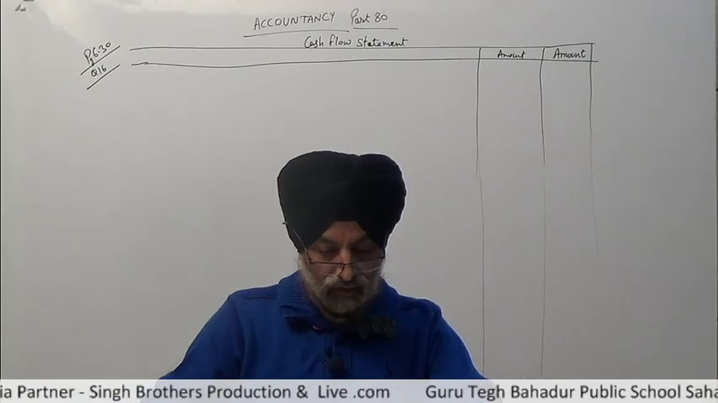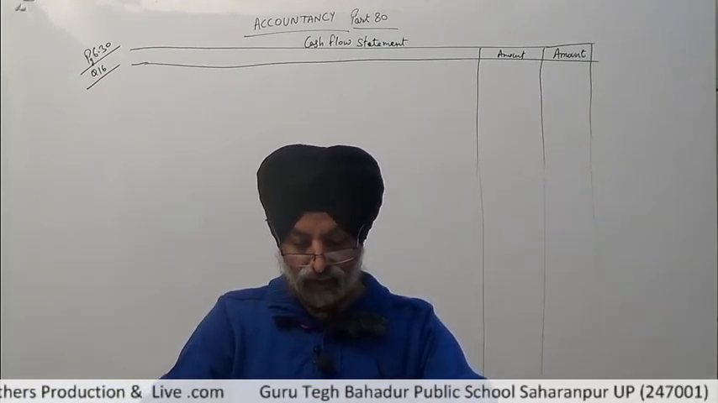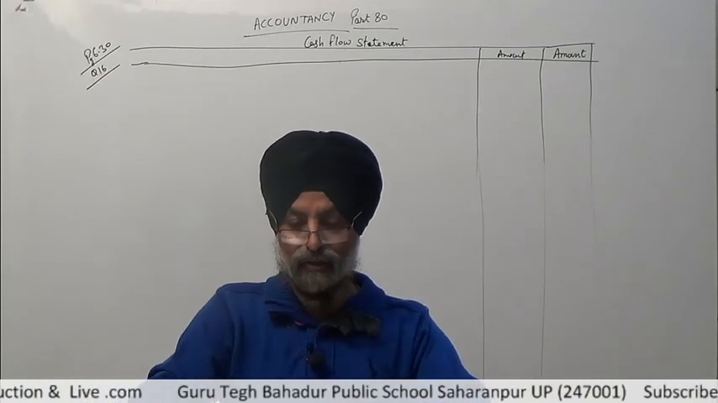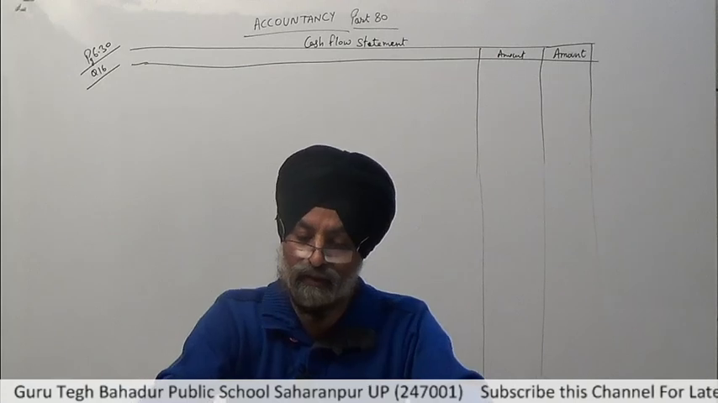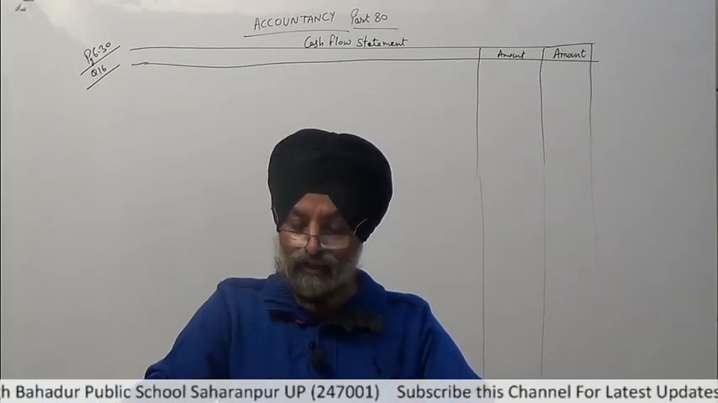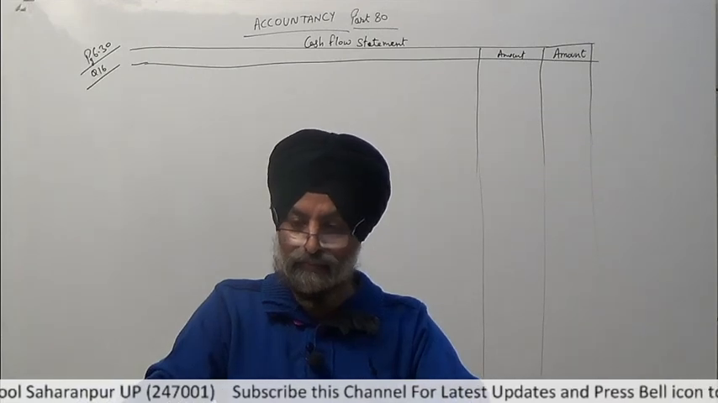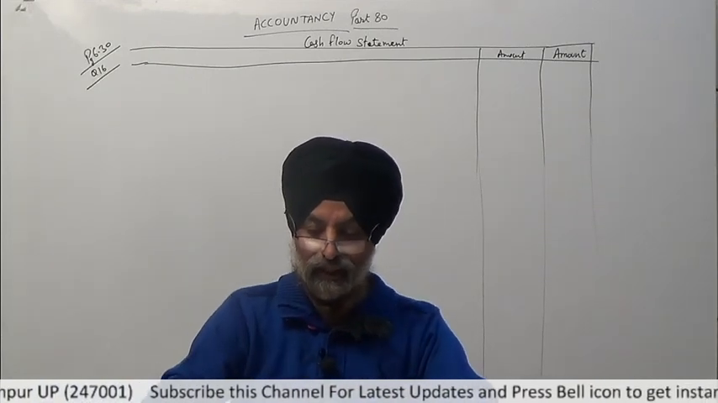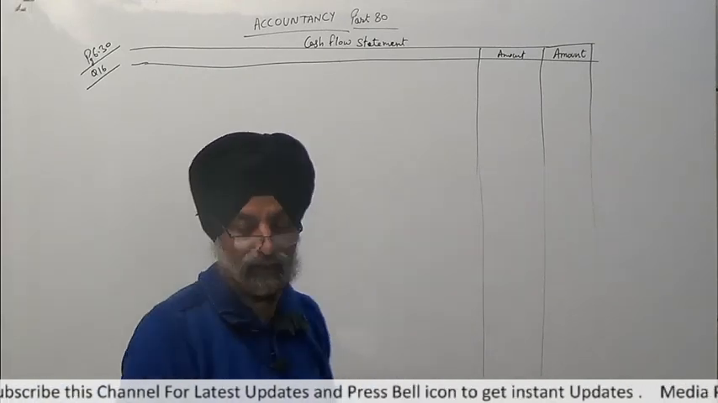In the notes, note number 1 gives other income, note number 2 gives depreciation and amortization, and note number 3 gives other expenses. Additional information is also given: manufacturing wages outstanding 50,000, salaries outstanding 40,000, and salaries prepaid 5,000. Now see how to make cash flow from operating activity.